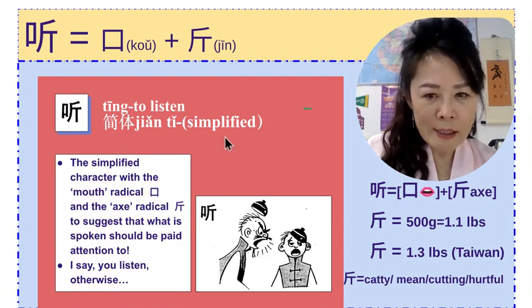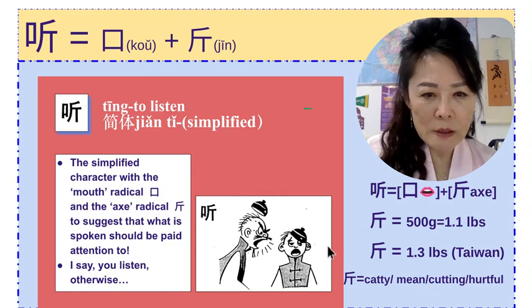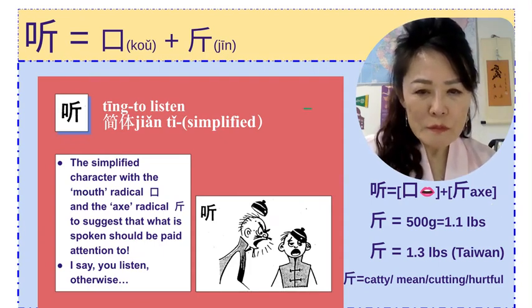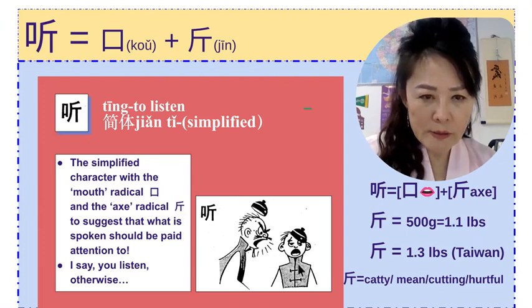So 简体的听, right? It's just mouth and 斤. Like I explained, the jin has many meanings, and these are a few meanings. Actually, we can just use the first meaning, which is an axe. Axe meaning it's a weapon to cut, right? Then look at this man. He's yelling, which means I talk, you listen.